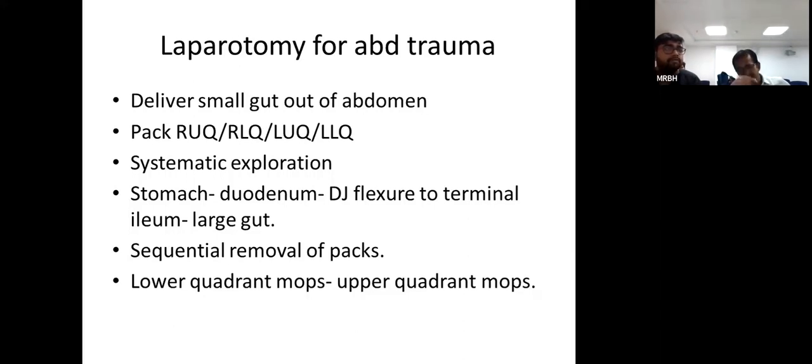My approach would be damage control surgery. What is damage control surgery? Damage control surgery is a part of the damage control resuscitation spectrum, where we perform the basic minimal surgery which is needed, suppose this is a pancreatic injury.